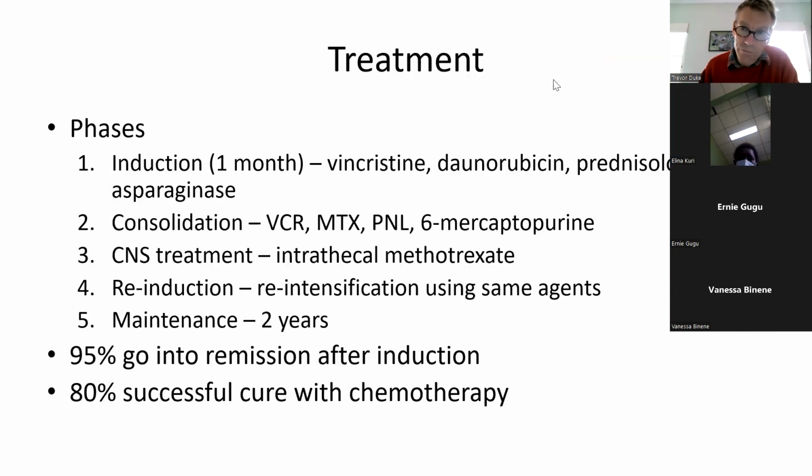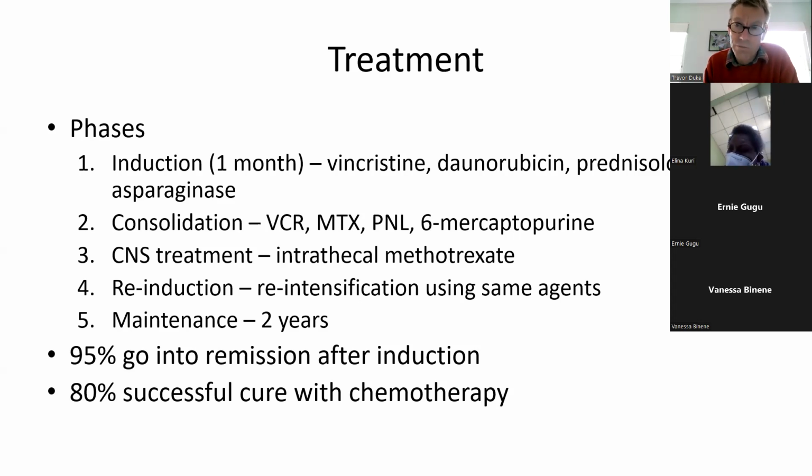The treatment of acute lymphoblastic leukemia, I've just outlined the basics of the treatment, and this is the most common type of leukemic treatment. There's other variations on this, but most children with leukemia receive, for 1 month, their induction chemotherapy with a variety of different chemotherapy drugs. So one is vincristine, daunorubicin, prednisolone, and asparaginase. That's the 4 drugs that are given for the first month.